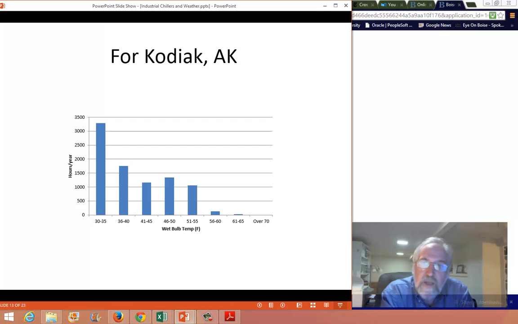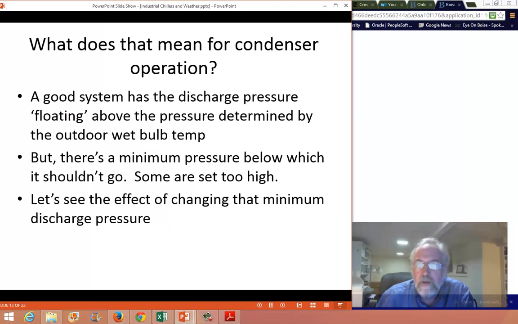So when we were in Kodiak, Alaska, we wanted to look at this very analysis. So I found the TMY file for Kodiak, put in that formula for the wet bulb, and found this distribution of wet bulb temperature. So for almost 3,300 hours in a year, it's approaching half a year, that wet bulb temperature is really cold. It's right around freezing, 30 to 35 Fahrenheit. And certainly for the vast majority of the time, it's under 50 degrees Fahrenheit. So it's pretty chilly, as you might imagine, being that far north.